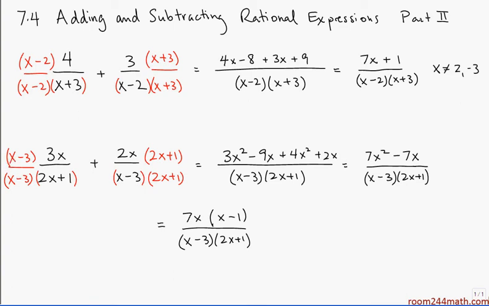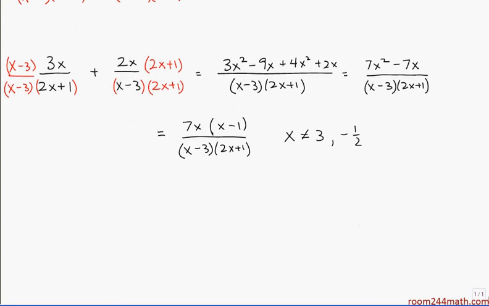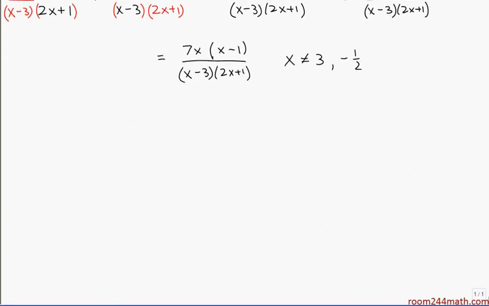Now, even though there is no common factor here, it's important to factor the numerator so that you can really be confident that there is no common factor, and it's fine to leave it in factored form. Of course, we still have to write the restrictions. X cannot equal 3 or negative 1/2. All right, so let's take a look at one last example.